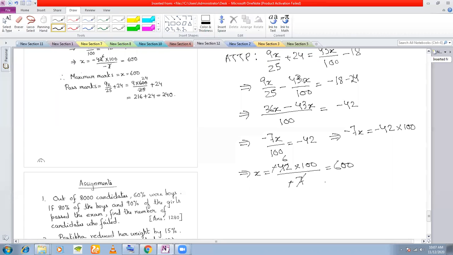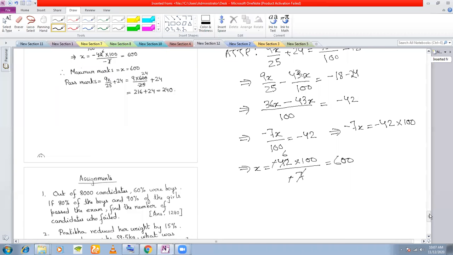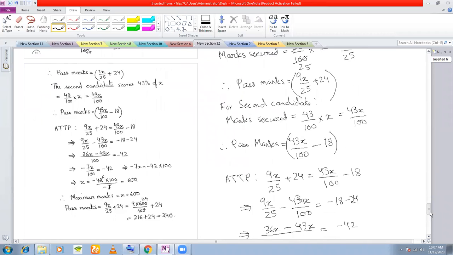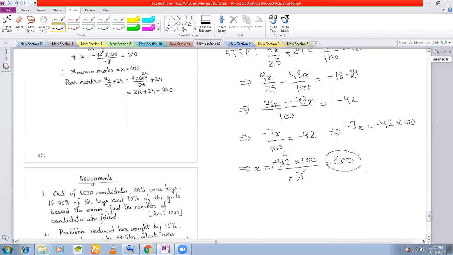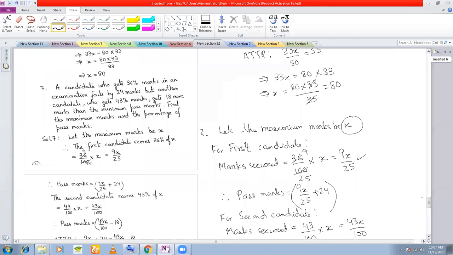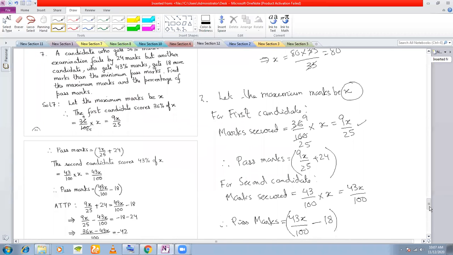So what is the pass marks here? The pass marks was 600. Okay. Not pass marks. In fact, the maximum marks. We have taken the maximum marks to be x, and we have got the maximum marks as 600. So that takes care of the first part of the question. The first part of the question is find the maximum marks, and the next part is find the percentage of pass marks.